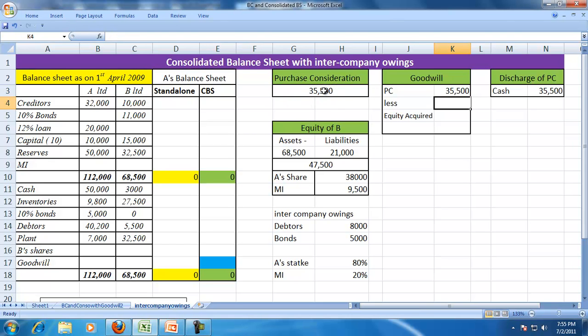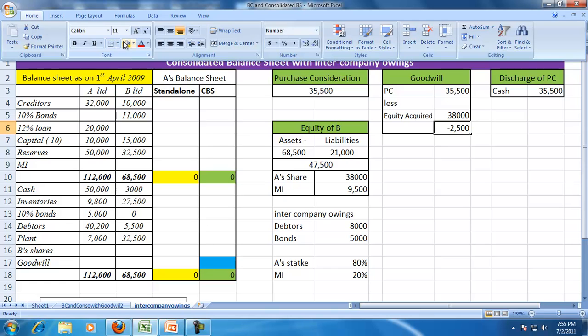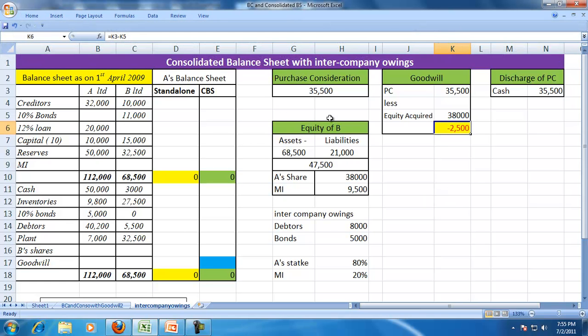Goodwill is the excess of purchase consideration over the equity acquired, and the equity acquired is 38,000. So in this example, the goodwill is a negative goodwill, minus 2,000. That means to acquire 38,000 worth of equity, you are paying 35,500. So there is a negative goodwill. And with this information, now we can prepare the standalone balance sheet.